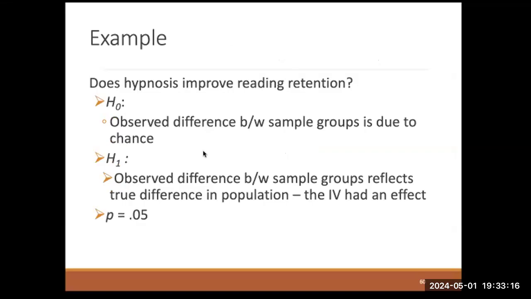So the null hypothesis, remember, is saying that there is no difference. The observed difference between sample groups is due to chance. In other words, the intervention of hypnosis is not working. The alternative hypothesis is that the observed difference between sample groups reflects a true difference in the population. The independent variable had an effect. And then the alpha level, again, the standard is p equals 0.05.